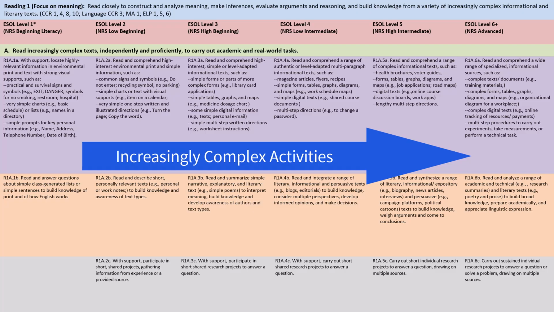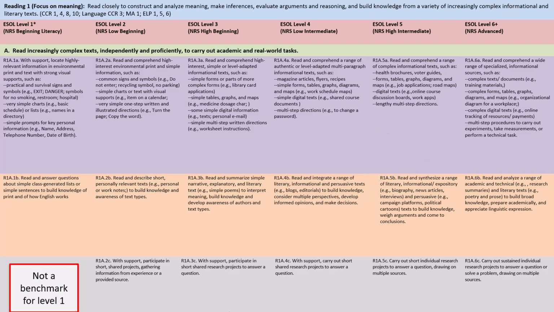Level 4, read and integrate a range of texts. And Level 5, read and synthesize before you reach Level 6, which is read and analyze. You'll see this pattern of developing critical thinking skills throughout the standards and benchmarks. Let's take a look at the last row in gray where the benchmarks focus on carrying out increasingly complex research.